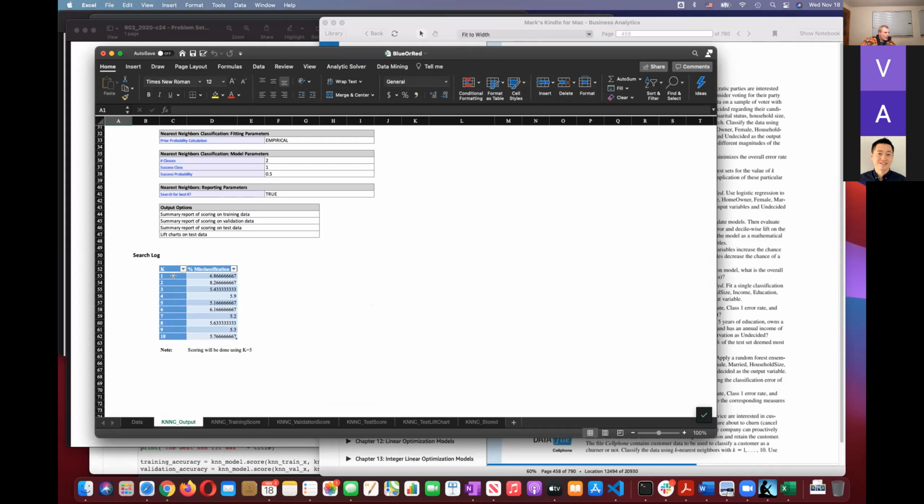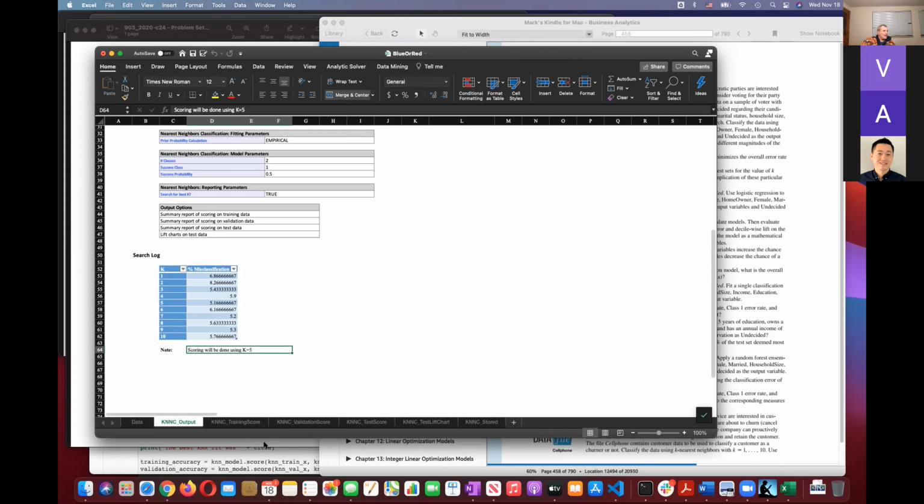And so here we have our K1 through 10. We're going to find the one with the lowest misclassification rate, which seems to be number 5. Does that look right? It tells us that the scoring is done using K5, so that's good.